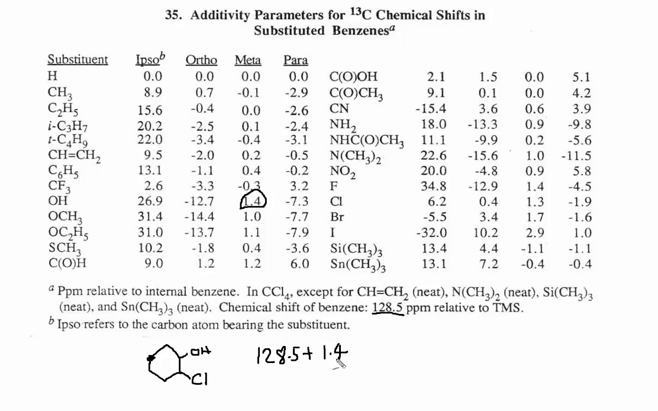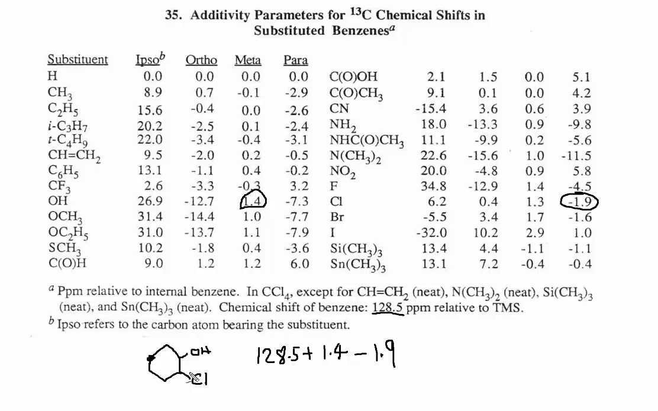What about the effect of the chlorine? Well, the chlorine is para to this carbon. And so we go find the chlorine in the table and then go over to the para contribution, and it's minus 1.9. So minus 1.9.